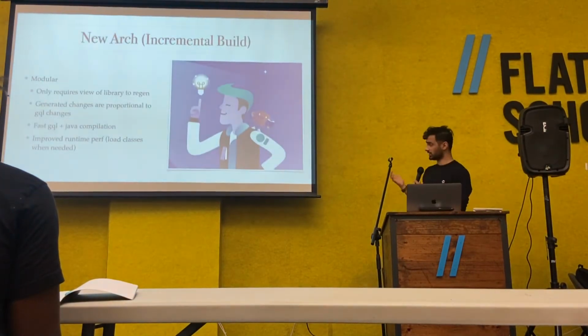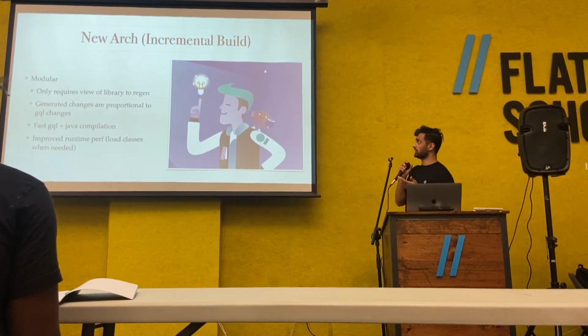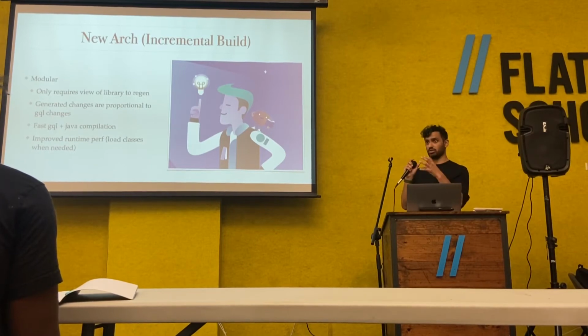Cool. So now we're actually in a good spot. We've now gotten to a point where our new compiler architecture is incremental, right? It's like one library, one module. It doesn't have to look at everything. And now we have to implement it.